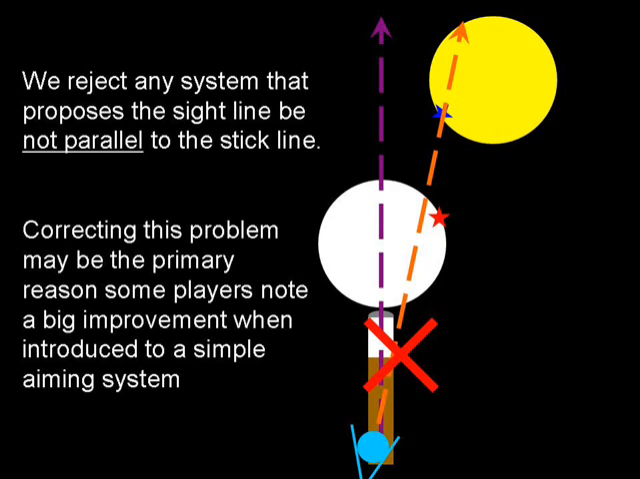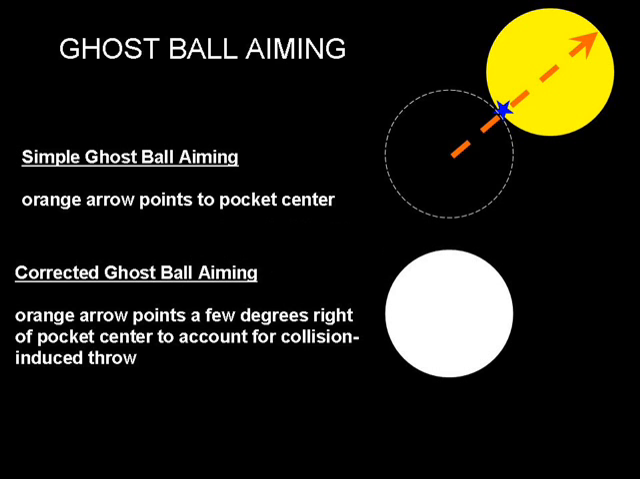I think the explanation for this is that they have not been aiming parallel to the stick line, like is shown here, and I think any simple aiming system that gets them to aim parallel to the stick line will let them take advantage of the symmetry we've been talking about. Ghost ball aiming is a good starting point for any discussion on aiming at pool. There's two different flavors of ghost ball aiming, simple ghost ball aiming and corrected ghost ball aiming.